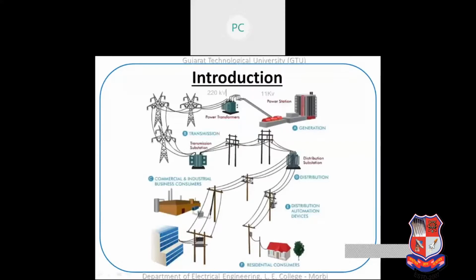Now again, let's say at this point we required 66 kV of power. So at this point, what will this transformer do? This transformer will step down this 220 kV into 66 kV. If you observe here, this 11 kV is converted into this 220 kV, so this will be a step up transformer. This 220 kV is converted into 66 kV, so this will be a step down transformer.